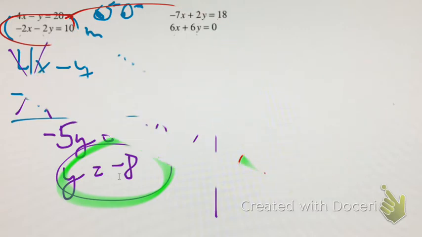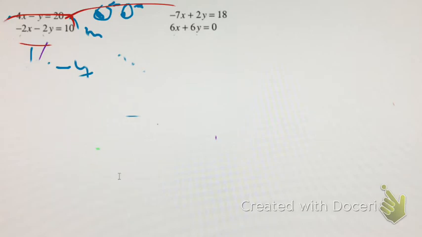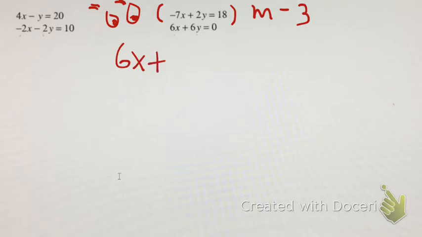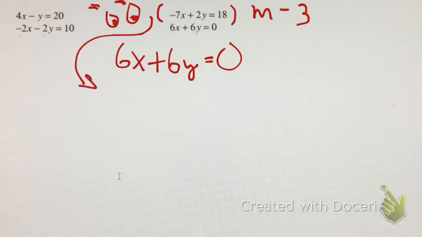Now for our last and final elimination, substitution, systems of equations problem. I'm looking over here now, and I'm seeing 6 and 7, let's not make that too hard. I like the 2 and the 6 because I can just multiply the top equation by negative 3. So I'm going to have 6x plus 6y equals 0 as one equation, and then underneath I'm going to come down here and multiply everything by negative 3. So I'm going to have 21x, I'm going to have minus 6y, 0 times negative 3, still 0.